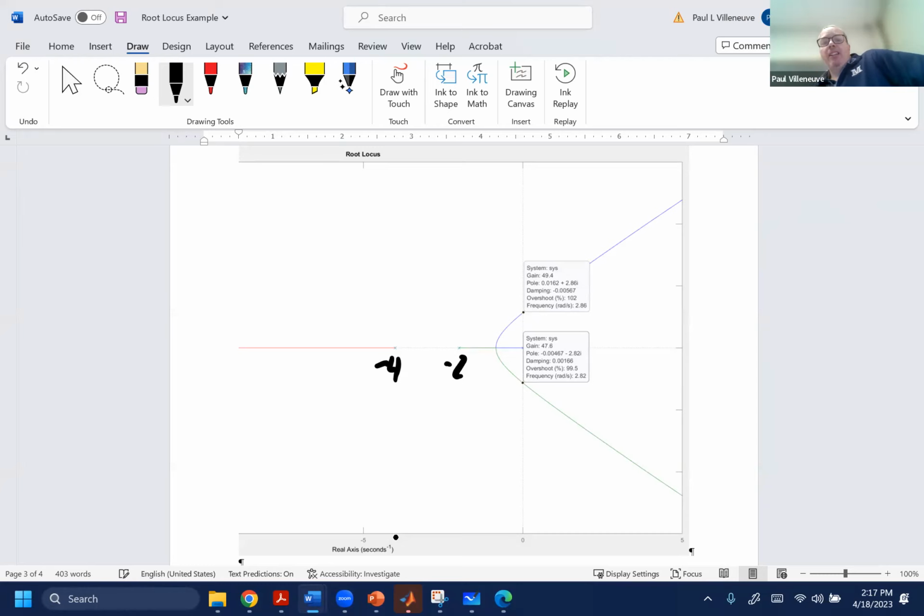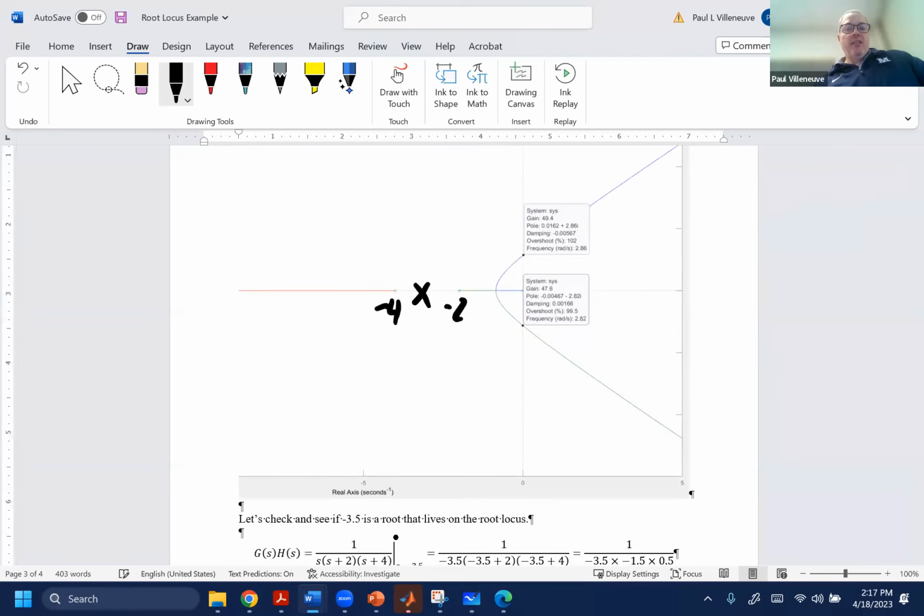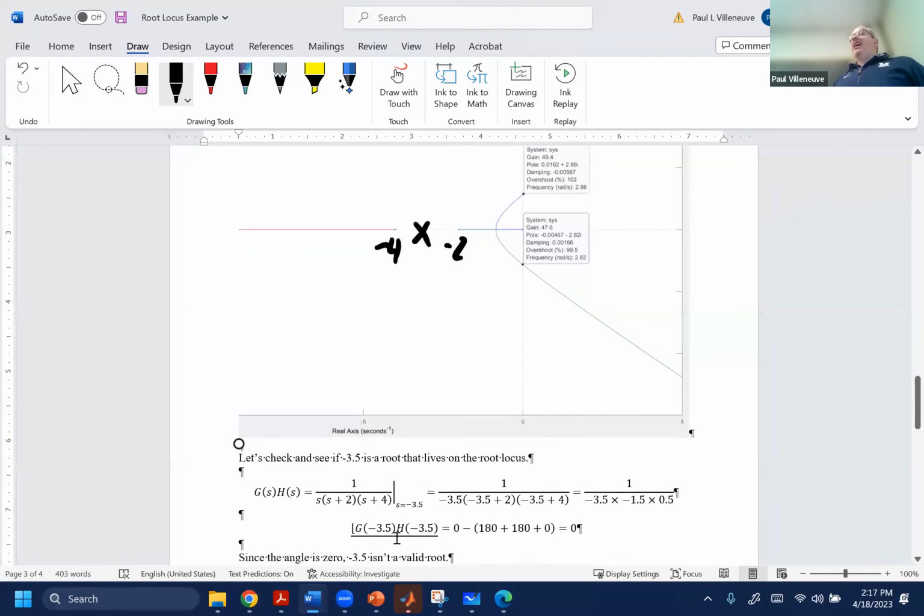And so that validates our plot. Let's check a couple points. Will minus 3.5 be a root locus point? It doesn't look like it's on there, but let's check and see if this is valid. The first thing we're going to do is check the angle.